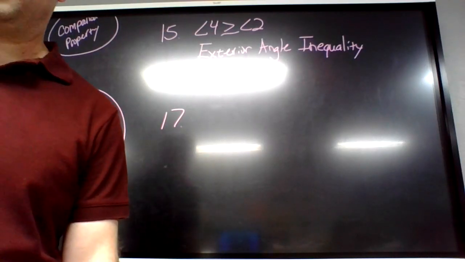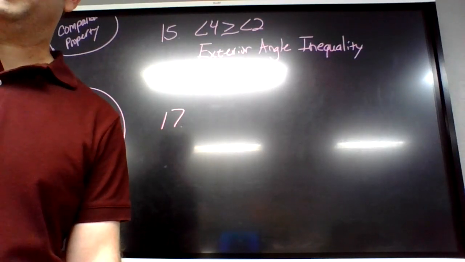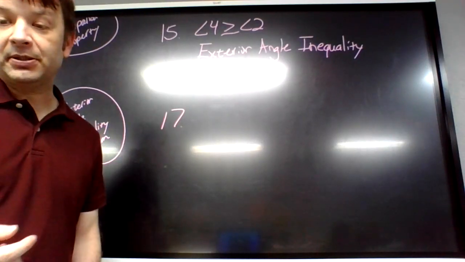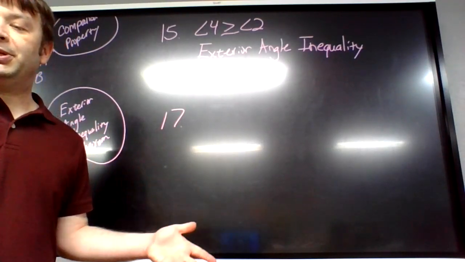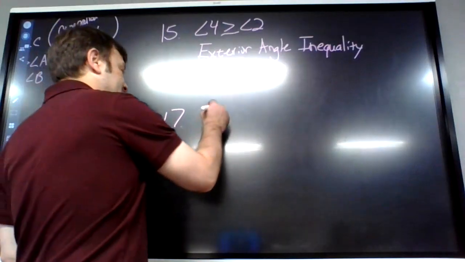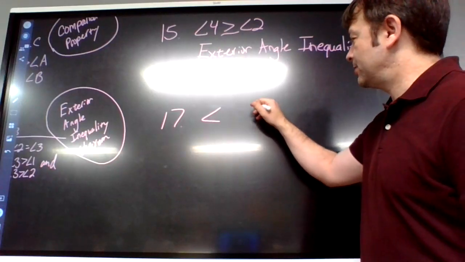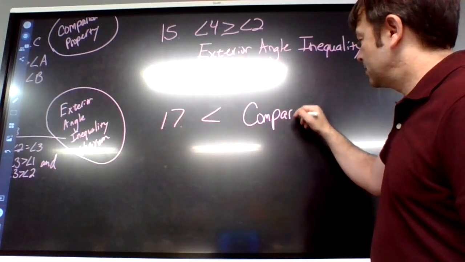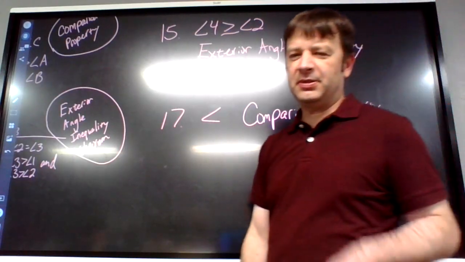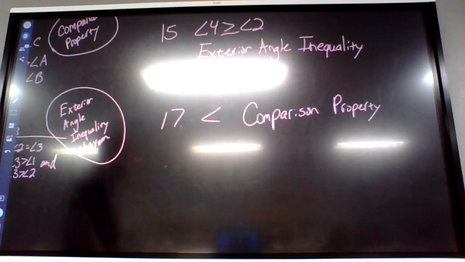Okay, 17. Angle 2. You guys see angle 2? And angle ABC. So ABC is the big angle up top. Which is bigger, angle 2 or angle ABC? ABC is bigger. Why is ABC bigger? Because 1 plus 2 equals angle ABC. So therefore, angle ABC is bigger than both. What symbol should we put? Angle 2 is less than. And what property or theorem did we just use? Comparison property. Those are not exterior angles or anything. It's just angle ABC is made up of angle 1 plus angle 2. Therefore, it's bigger than either.